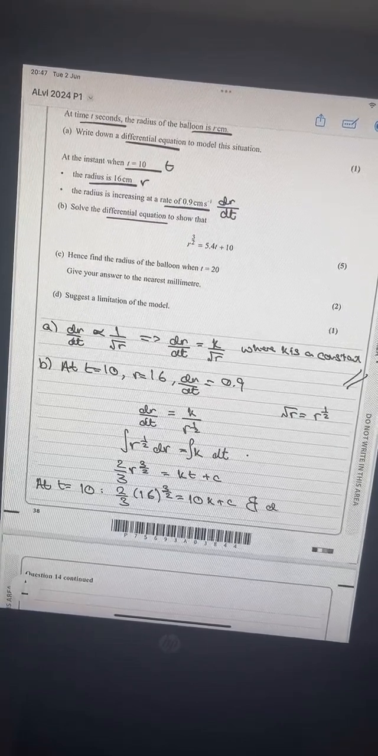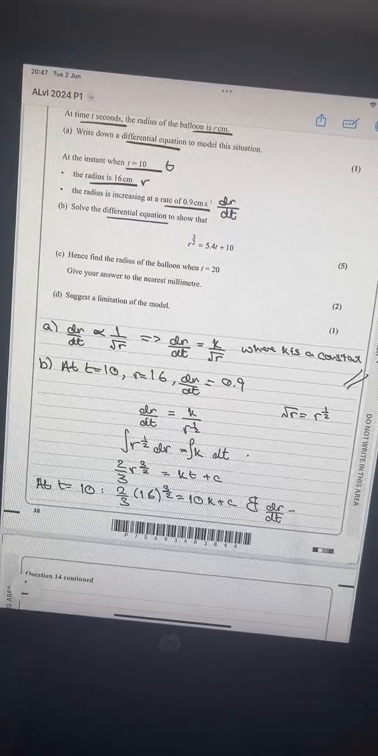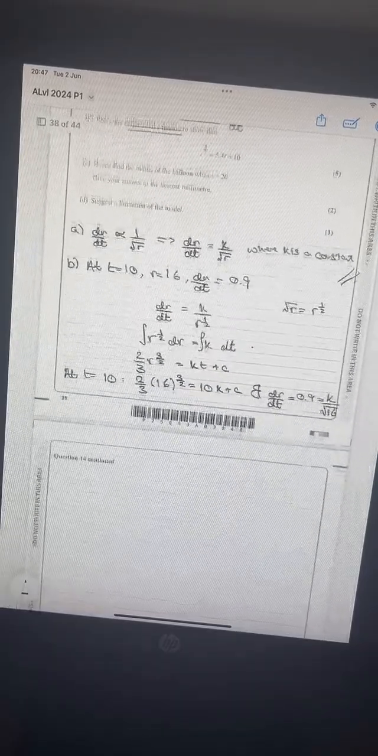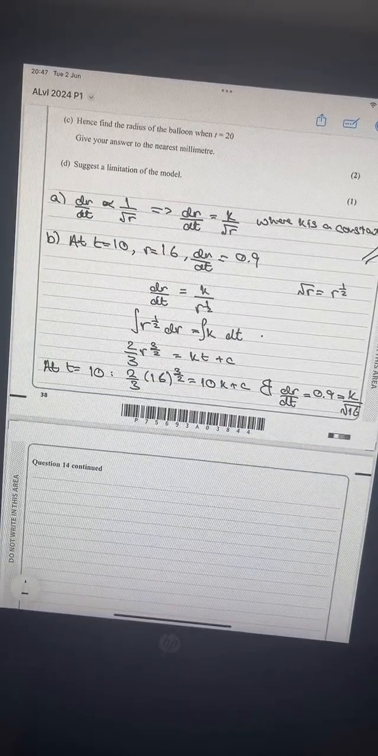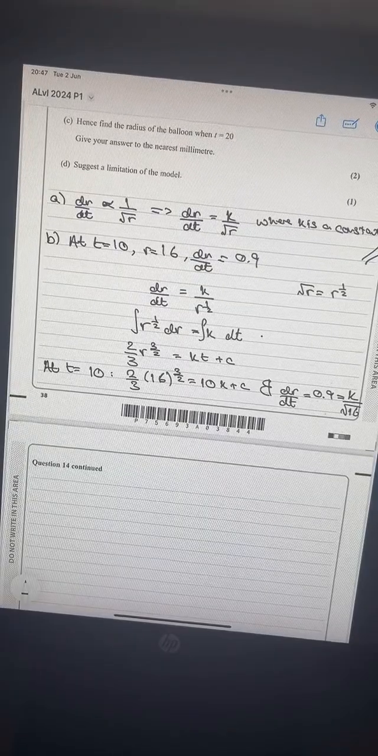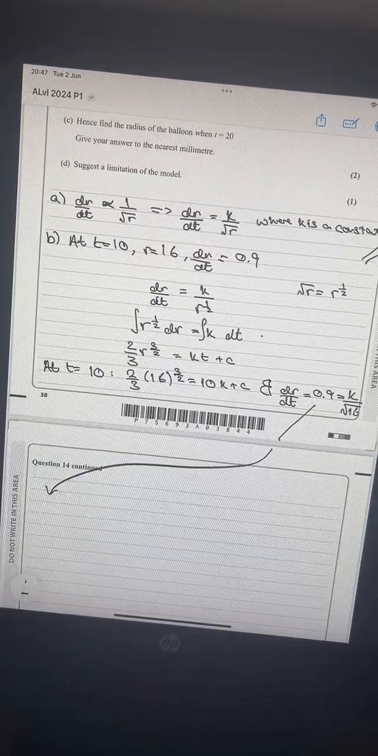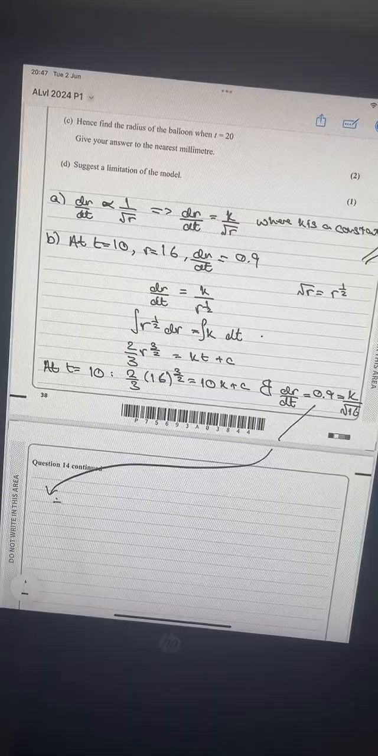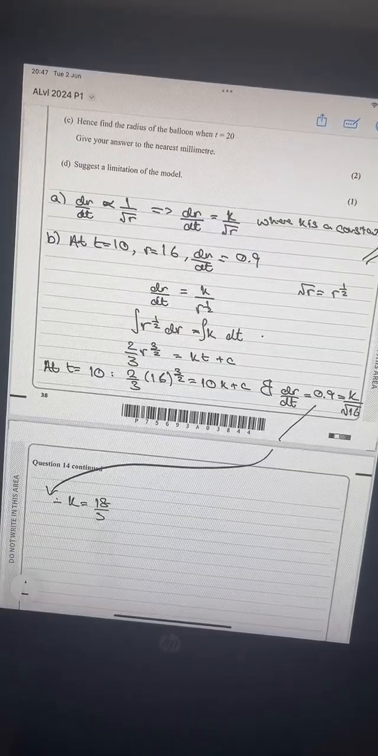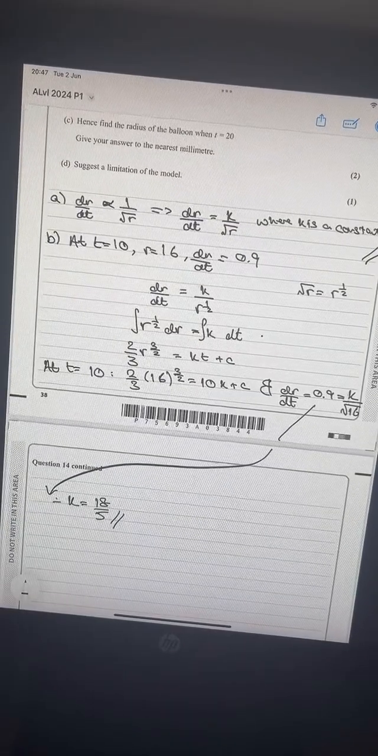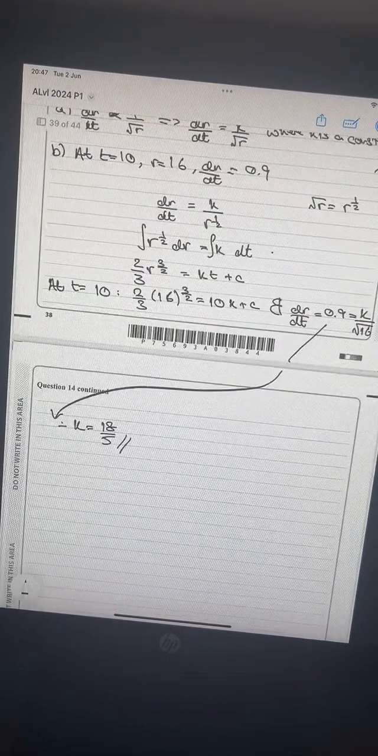And we know that dr by dt is equal to 0.9, and that's equal to k by square root of 16, just using my formulas. So these are the 2 equations that I have. I've got 2 unknowns, so I need 2 equations. Now I've got to solve for them. This is easier to solve because I've just got 1 unknown. So, therefore, k is going to be equal to 18 by 5, because I've got k over 4. 4 times 0.9 is 18 over 5.